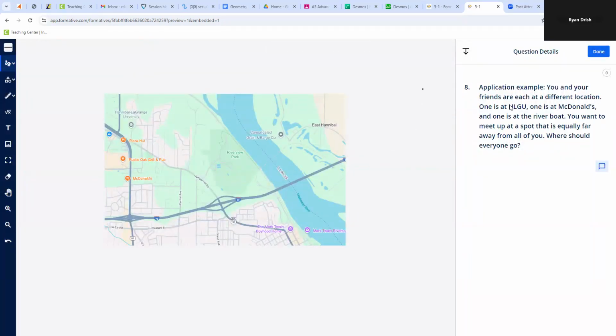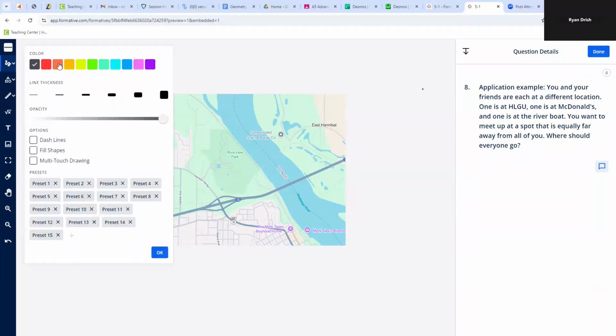This says you and your friends are each at 3 different locations. One is at HLGU, one is at McDonald's, and one is at the riverboat. You want to meet up at a spot that is equally far away from all of you. Where should everyone go? So what this is saying is there's 3 locations. So I'm going to go ahead and mark those in red, because why not?